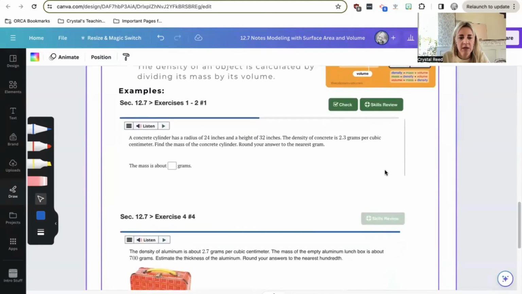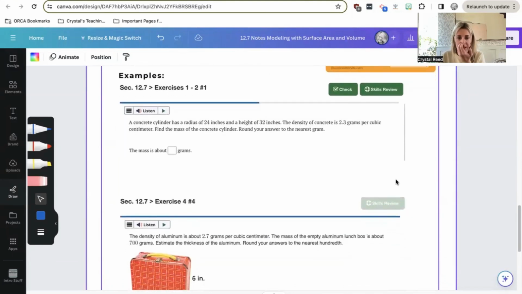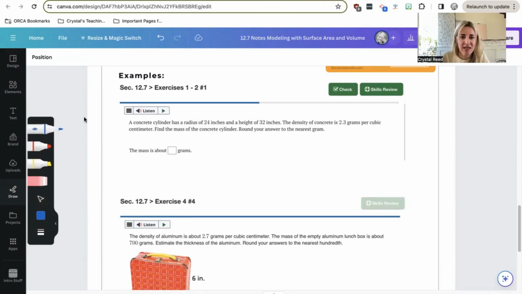So the first problem here actually kind of stumped me, and I had to go back and do it twice. The reason being, you'll notice that it has a cylinder of a radius of 24 inches and a height of 32 inches, yet it says the density of concrete is 2.3 grams per cubic centimeter. So we actually have to convert these units to centimeters first.